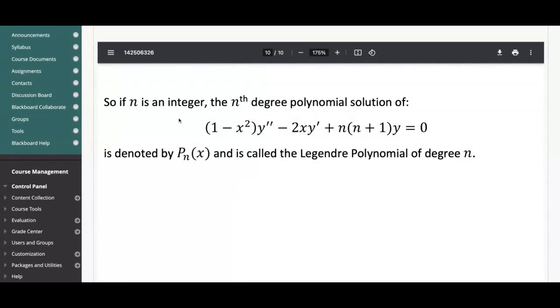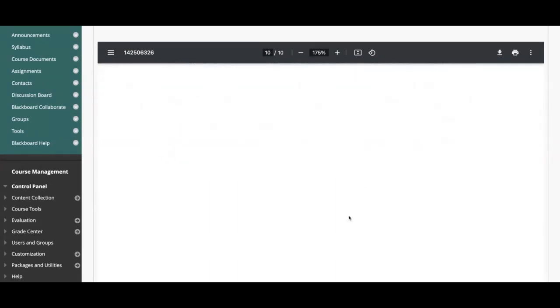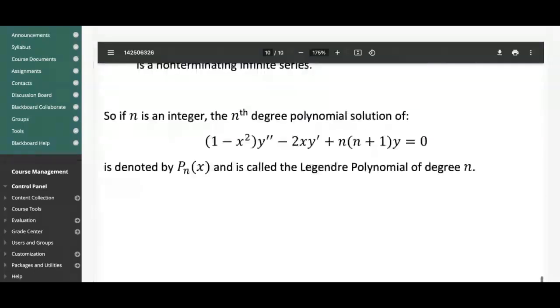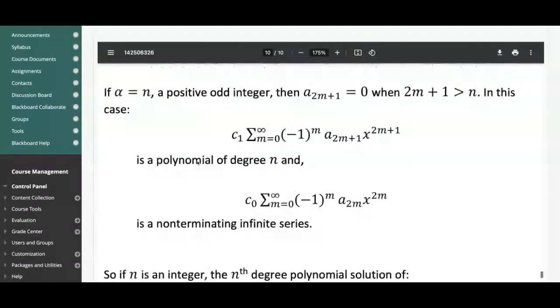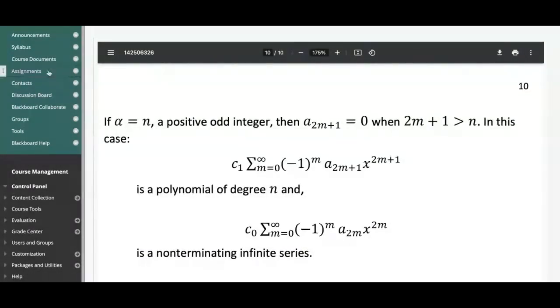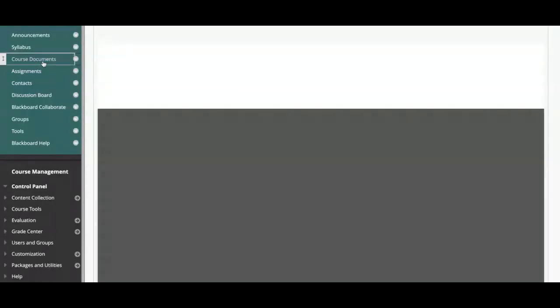So if n is an integer, then the nth degree polynomial solution of this Legendre equation, where we just change alpha to n, is denoted by P sub n, and it's called a Legendre polynomial of degree n. So we'll see more about how to solve Legendre's equations in notes 15.